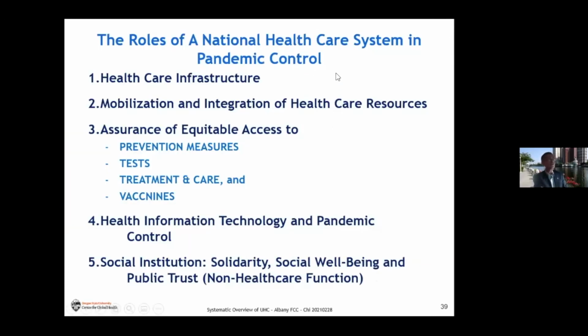So I summarize the role of a national health system in pandemic control. It provides healthcare infrastructure, mobilization and integration of healthcare resources, and assurance of equitable access to prevention measures such as masks, tests, treatment and care, and vaccines. And of course, this pandemic demonstrated to us an inconvenient truth for those who are not for universal health care, that a private healthcare system is incapable of handling a pandemic. It also provides the health information technology for pandemic control. And most importantly, it is a social institution to enforce solidarity, social well-being, and public trust.